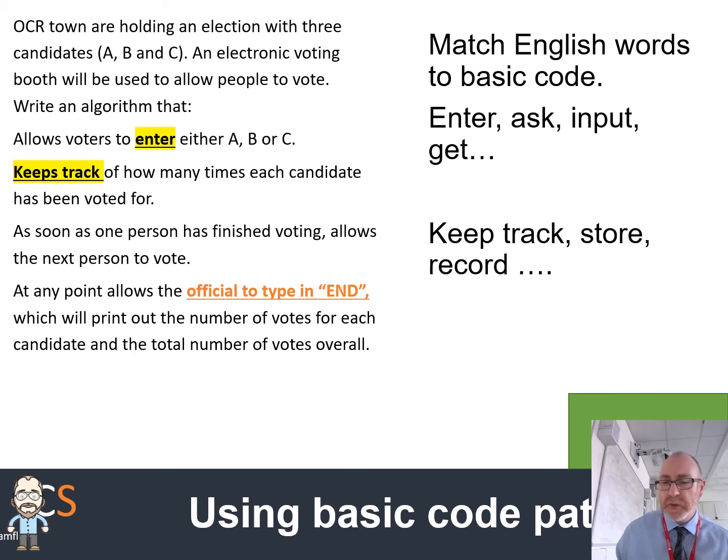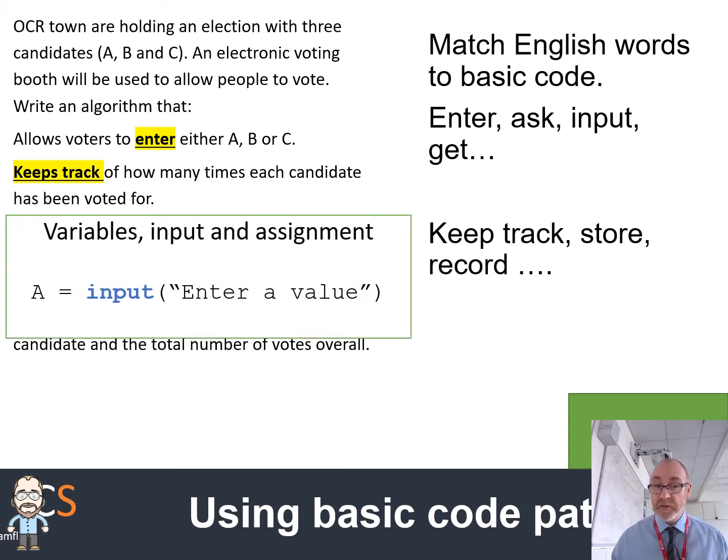Okay, so how can we get some marks? Well, first of all, it says allows voters to enter either A, B, or C. Now, the word enter is my trigger word. Okay, in that sentence, I want to enter a value into the computer. Well, what's another way of saying enter? Well, I could ask for that information, or I could input. So what I'm trying to do is work out which code pattern does that most likely sound like, okay? Because once I know that, I'll get something like this, okay?